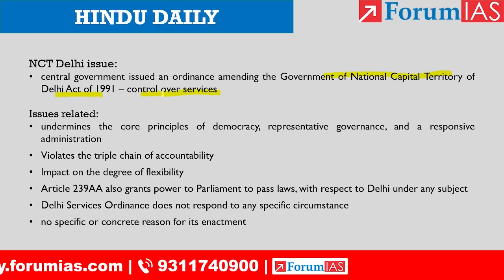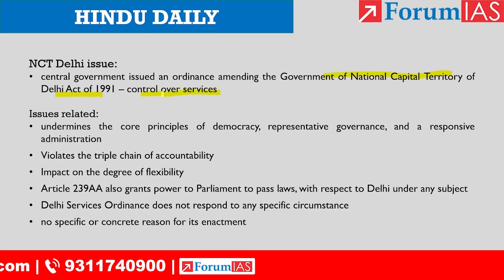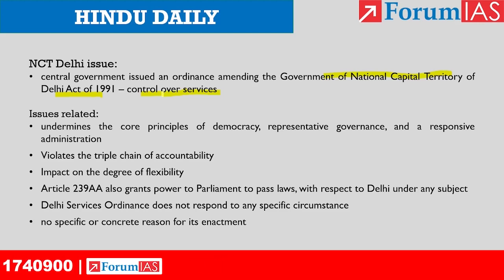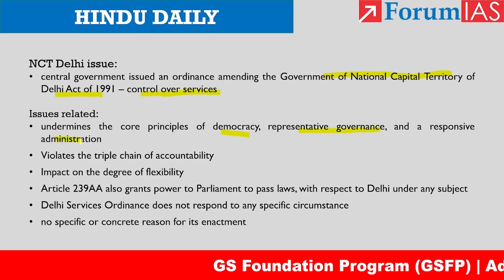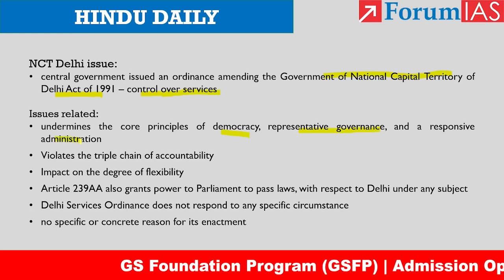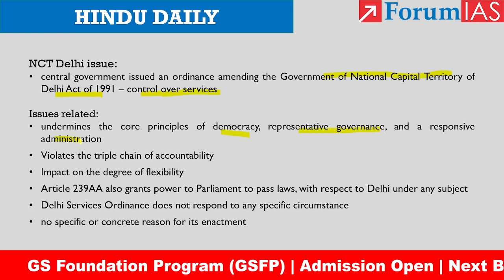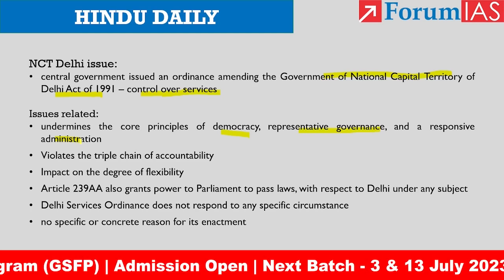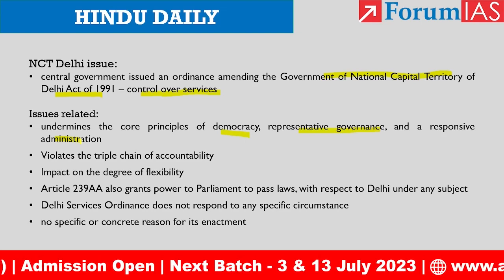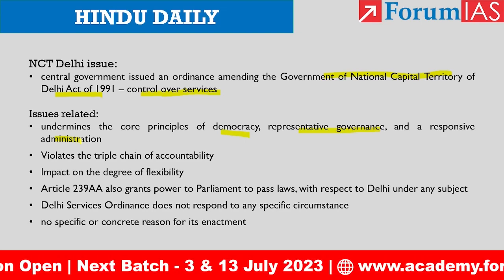Now, let us see what are the issues related to the central government's ordinance. Firstly, the ordinance violates and undermines the core principles of democracy, representative governance, and responsive administration. See, any functioning modern polity requires the performance of a vast range of daily administrative functions. Secondly, this ordinance violates the triple chain of accountability.